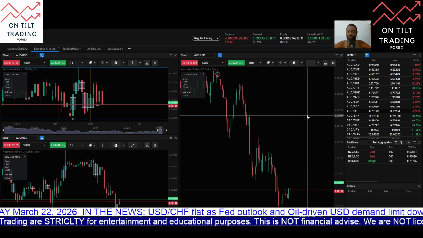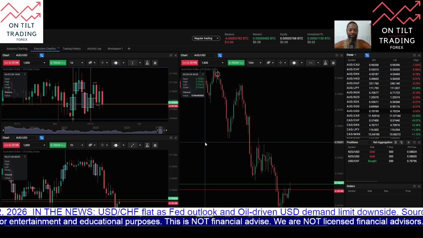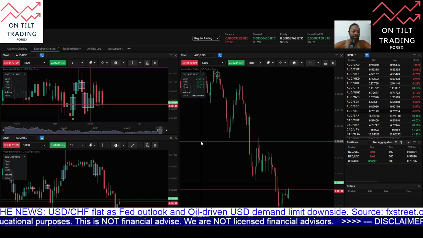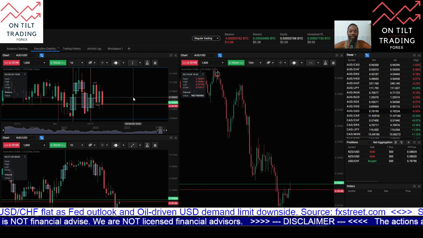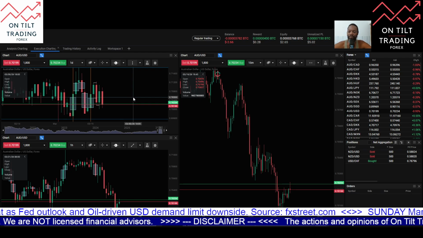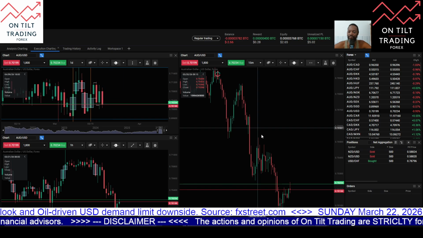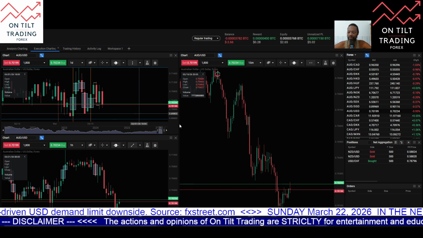I am currently short in Kiwi dollar and long in dollar Swiss. It is over the weekend, so we'll see how those play out when the Forex market opens back up on Sunday. But right now we are here for the weekly liquidity map.